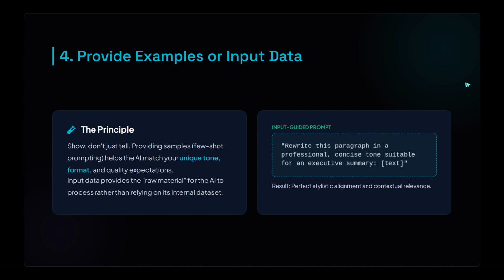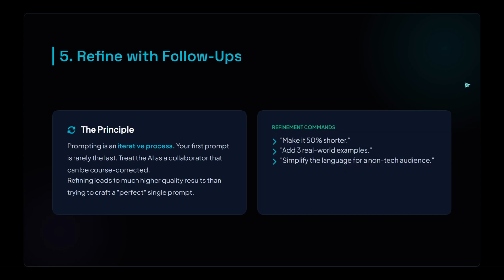Finally, refine with follow-ups. Treat prompting as iterative. Once you see the first draft, ask for changes. Make it shorter. Add examples, or simplify language. You can request a different structure, more actionable steps, or clearer headings. Each round steers the output closer to your goal, and it's often faster than trying to perfect a single giant prompt.